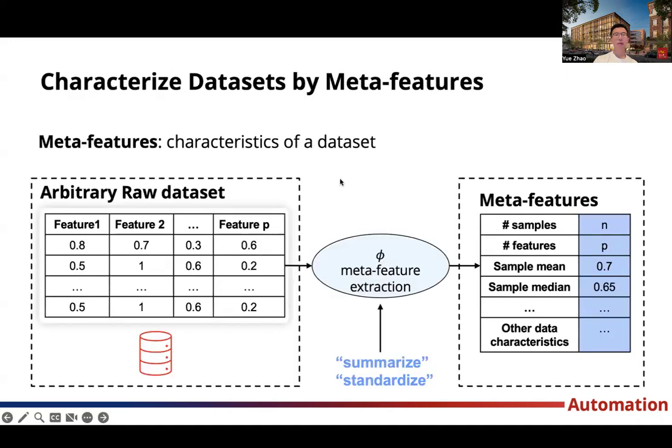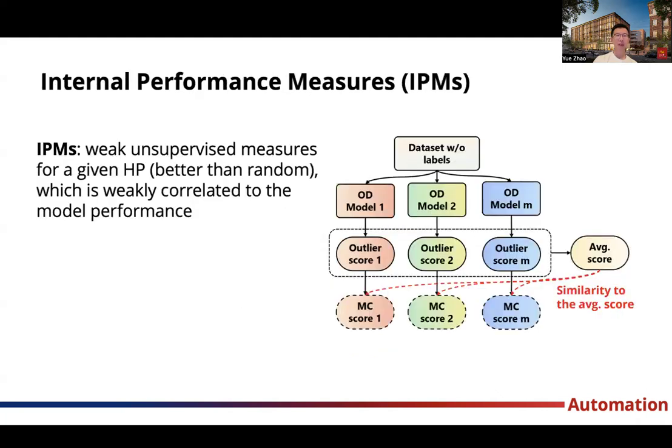So the first thing we want to talk about is the meta features. Basically, meta features are the core statistical features or the summaries of the data set. For example, given an arbitrary data set, you can summarize its information as the number of samples, features, sample mean, median, etc. You can also add other information like outlier detection related features. So with these meta features, you can represent each data set as a 200 element vector.